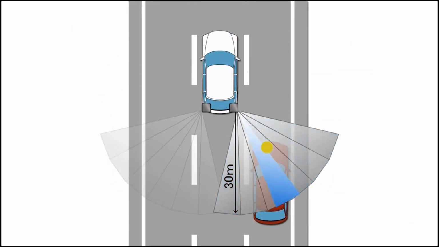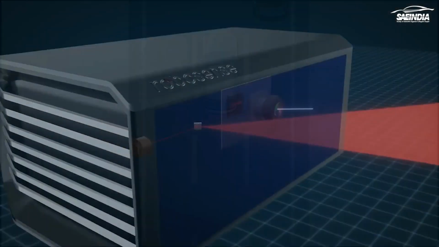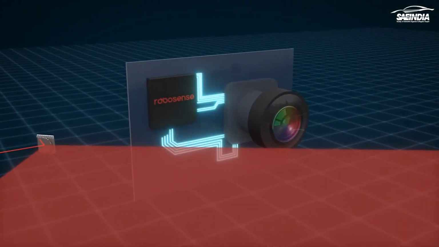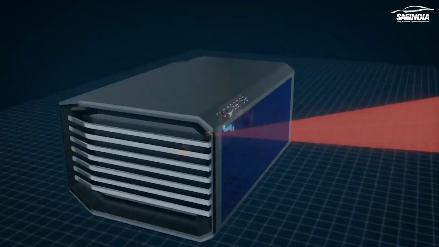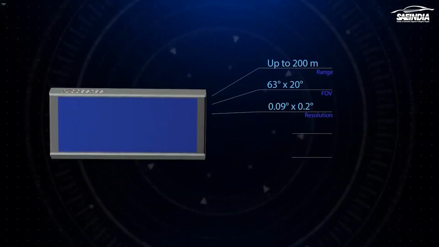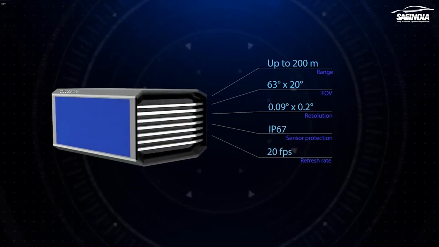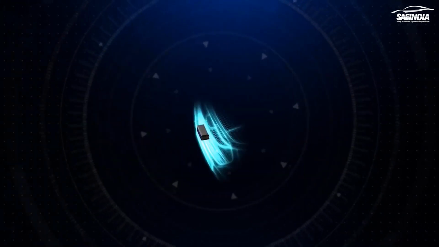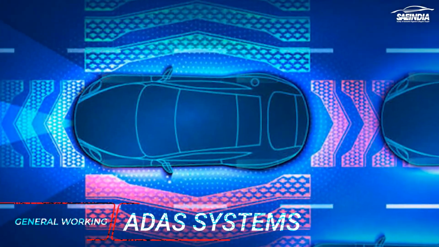Cars are being outfitted with radar, sonar, and LiDAR sensors, getting absolute position data from GPS sensors and inertial data from IMU sensors. The processing computers take in all this information and create outputs to assist the driver or take direct action. General working of ADAS systems.